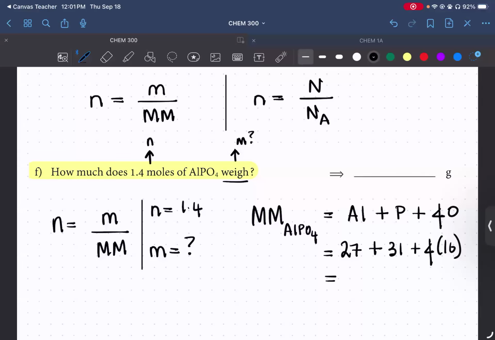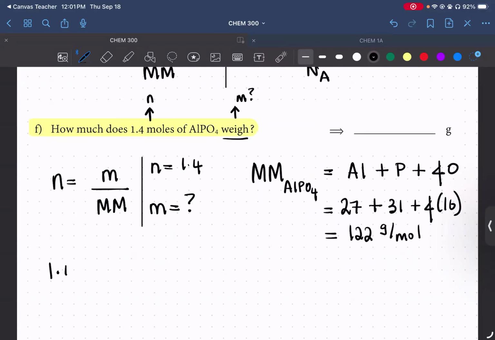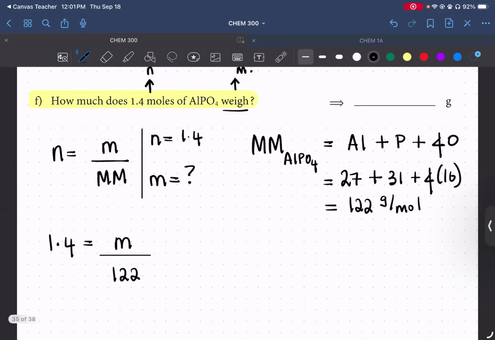Put this in your calculator, you get a whopping 122 grams per mole. Now that we have all the pieces, we can plug them in. 1.4 is equal to the mass divided by the molar mass, 122. Really testing our algebra skills here. How do we get rid of this? How do we make this make sense?